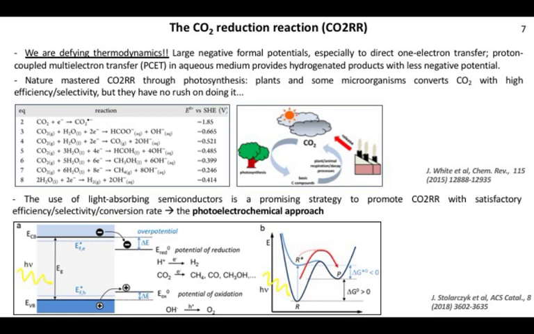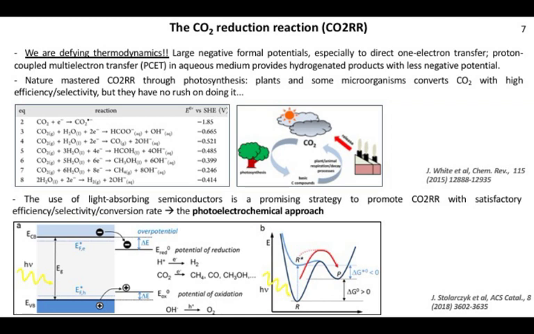However, nature has also mastered the reverse reaction. By means of photosynthesis, many organisms can convert CO2 back to useful things with remarkable selectivity, actually. But of course, nature is not exactly in a rush. But if we want, let's say, to produce fuels from CO2 reduction on an industrial scale in the future, we need to increase the rate of this process.